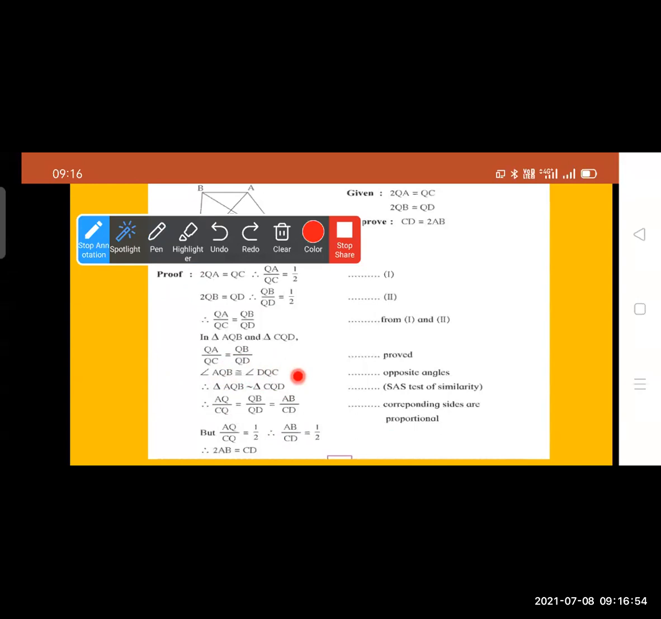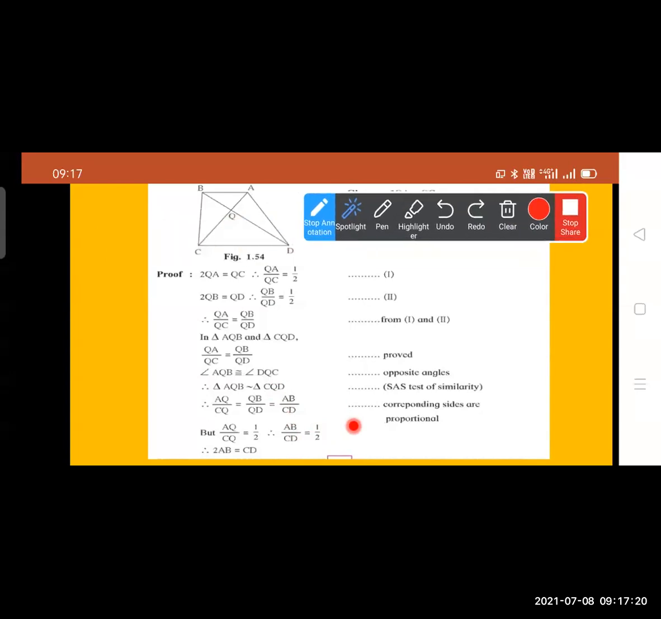So here we write all three sides in proportion. But AQ by CQ and QB by QD is 1 by 2. Therefore, AB by CD is also equal to 1 by 2. If AB by CD is 1 by 2, then cross multiply it, we get twice of AB is equal to CD. Okay, so in such a way we solve this question.